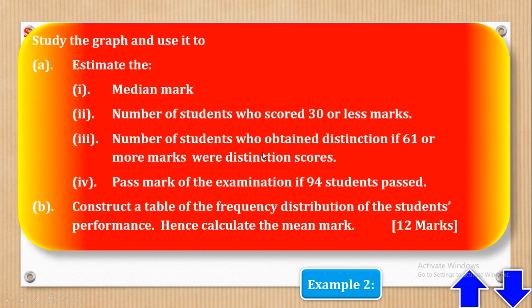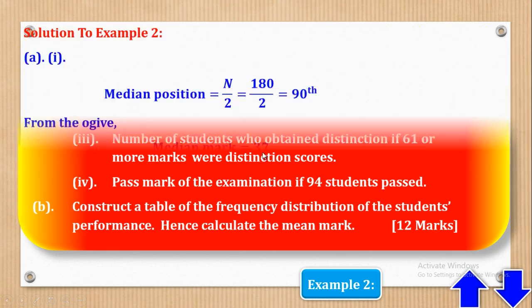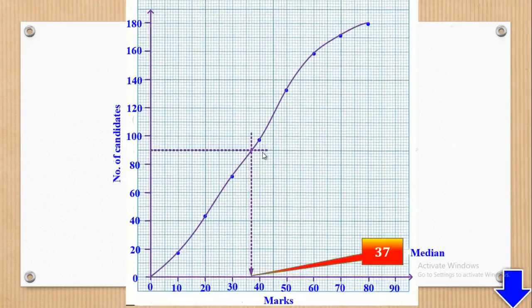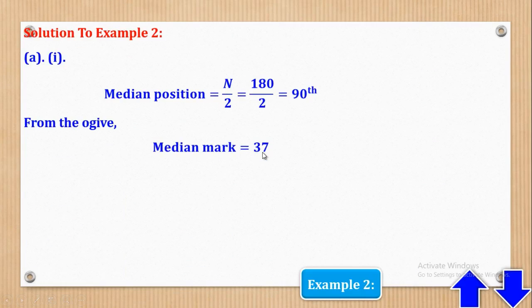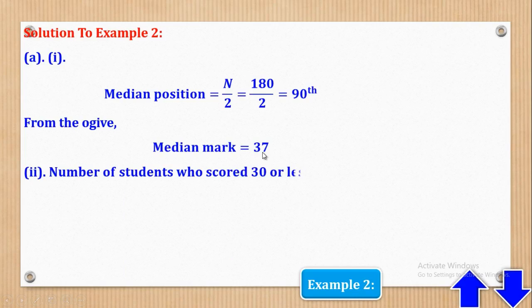Next we shall go to Roman 2. Roman 2, they say that find the number of candidates who scored 30 or less marks. So 30 or less, remember the horizontal is what has the marks. So we shall come at 30, take a vertical line upwards to meet the curve, then take a horizontal line to meet the vertical axis, and read off that value. So that will be the value for the number of students who scored 30 or less, and that is 72. So shall come here and say that for Roman 2, the number of students who scored 30 or less will be equal to 72.